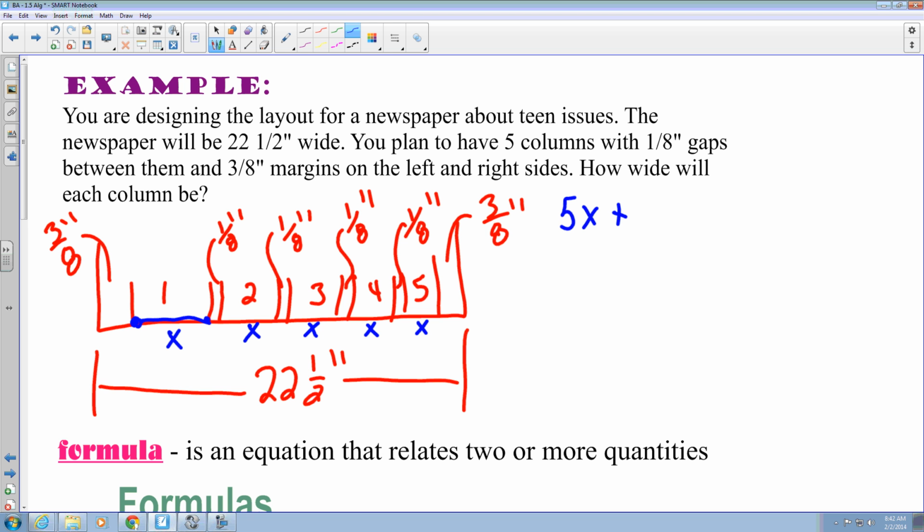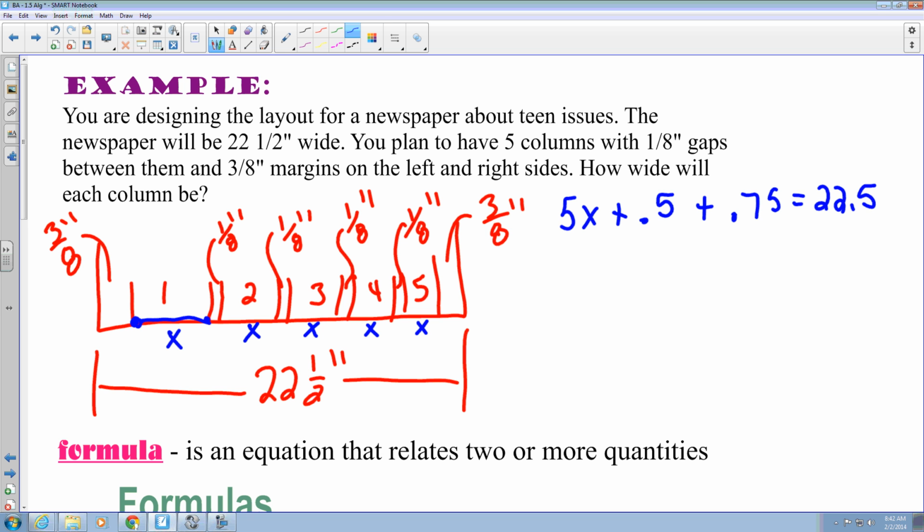It's going to be plus, how many 1/8 inch pieces do I have? I got 1, 2, 3, 4. So an eighth of an inch multiplied by 4 gives me 1/2. So I'm just going to say 0.5. And it's going to be plus 3/8 plus 3/8, which is going to be 0.75. And it's going to equal 22.5 or 22.5. Both of them mean the same thing.